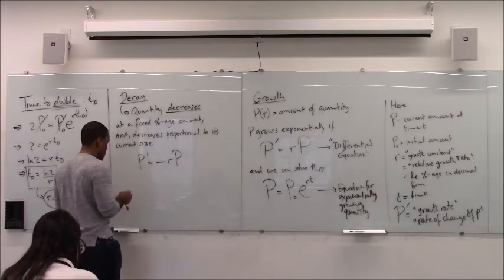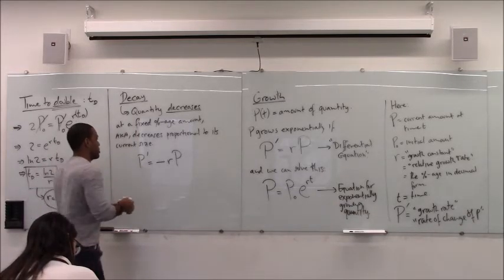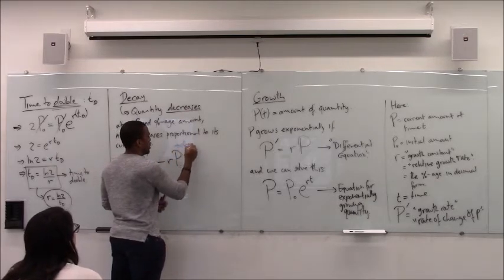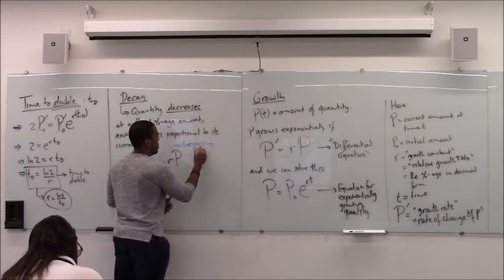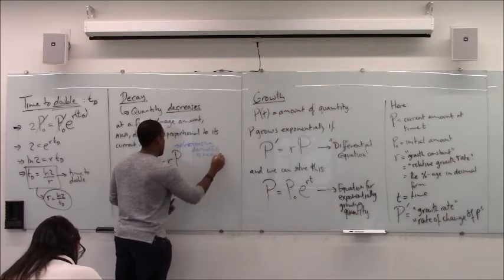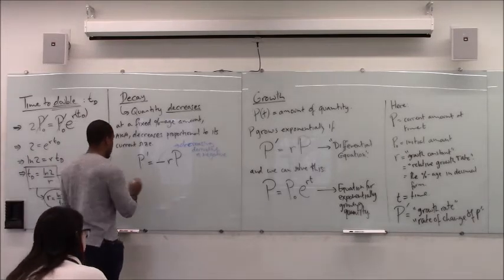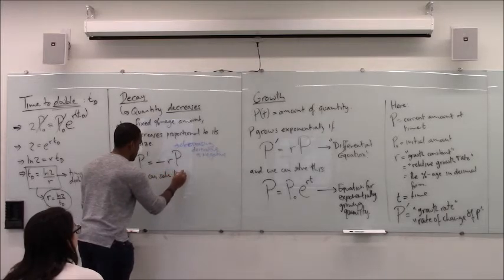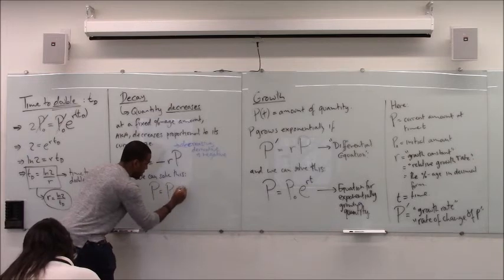I'm going to show you how the equations will actually change. Decreasing, derivative is negative. Okay, so you have that. Now you can solve this. We can solve this. You will end up with P equals P naught e to the minus r t.